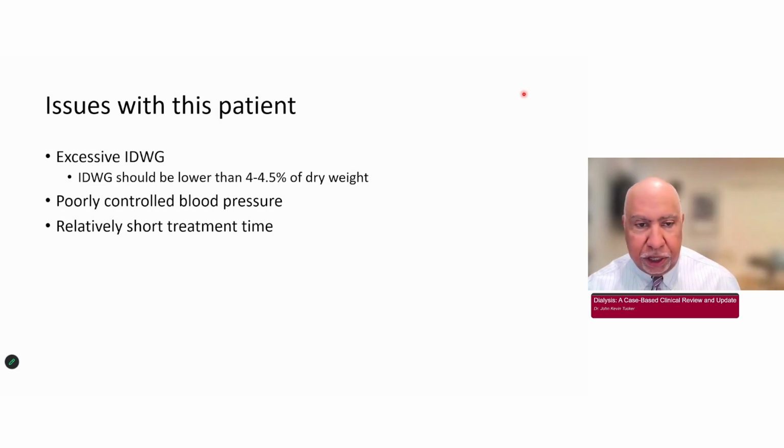So the issues with this patient are excessive interdialytic weight gain, which should be lower than 4 to 4.5% of the dry weight, poorly controlled blood pressure, and a relatively short treatment time.